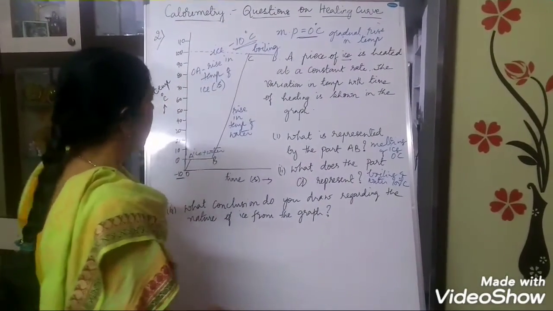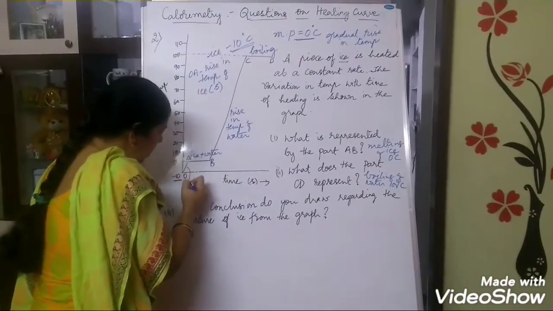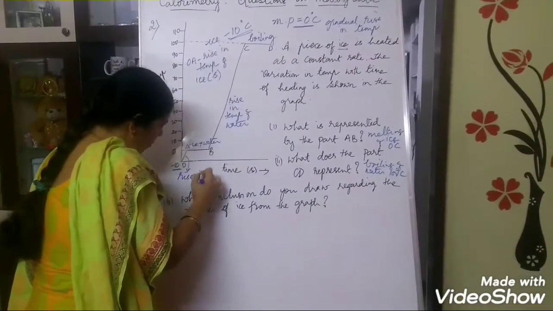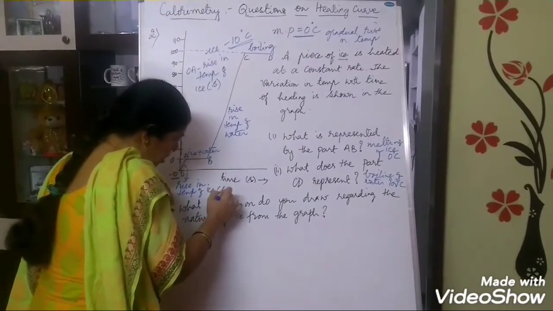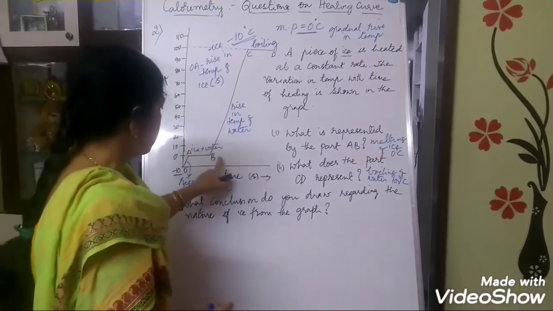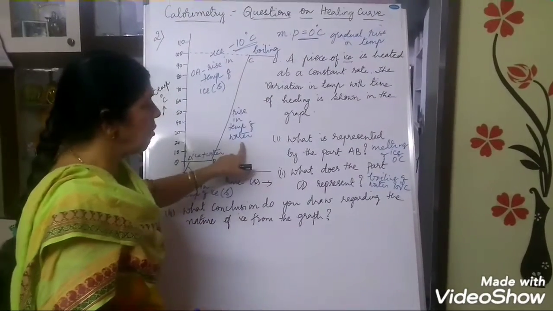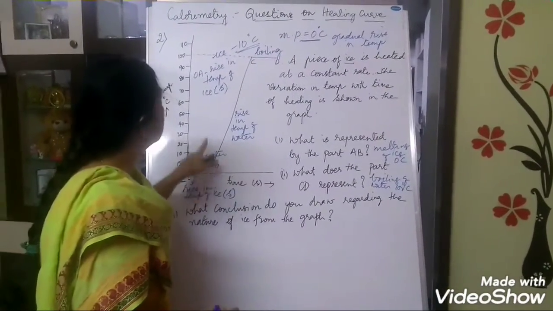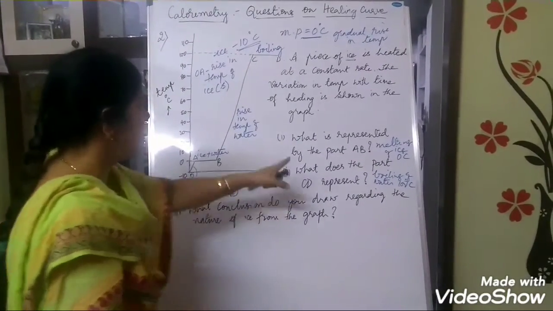I think now it is clear for you. So, what does the OA represent? OA represents rising temperature of ice, and it will be in solid state only. AB represents melting, that is change of state. BC represents rising temperature of water which is formed from ice, and then CD represents boiling of water. This is the second question.